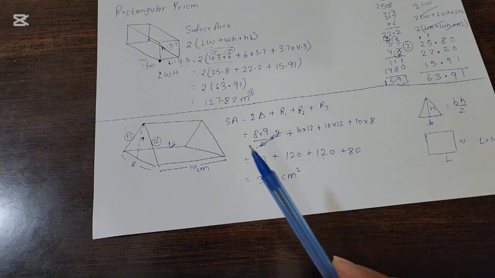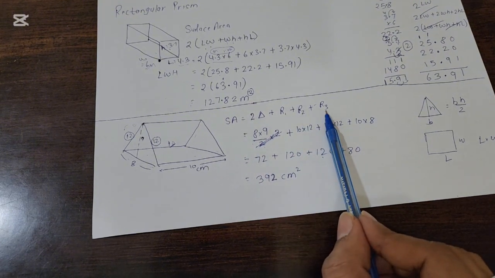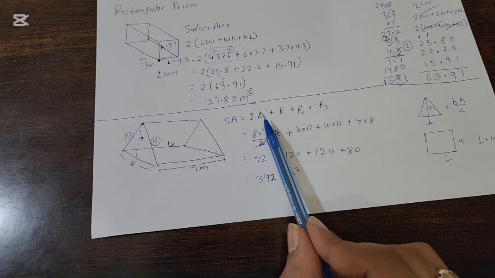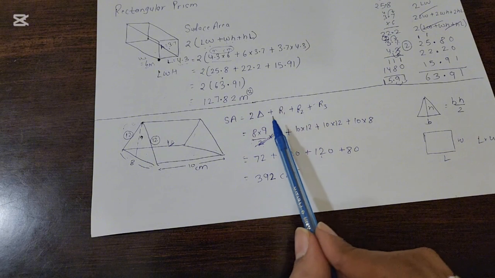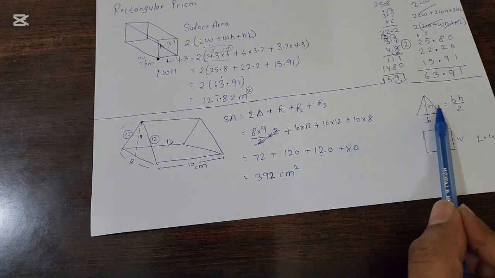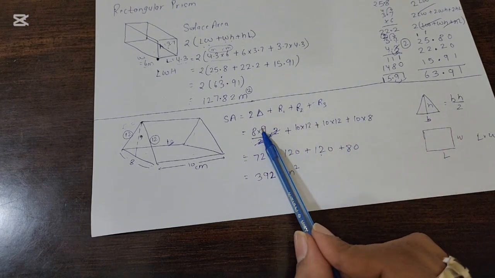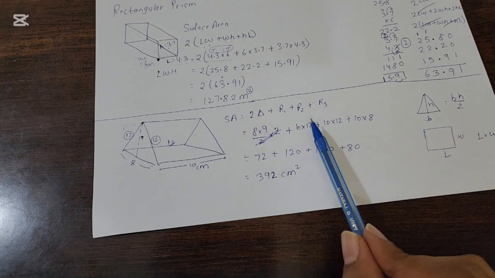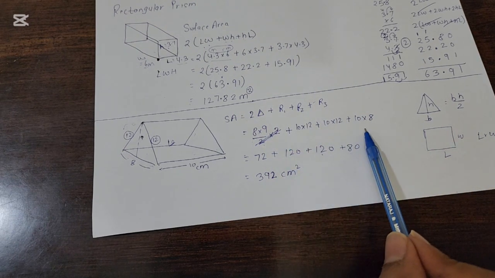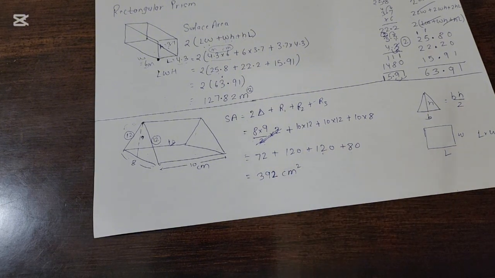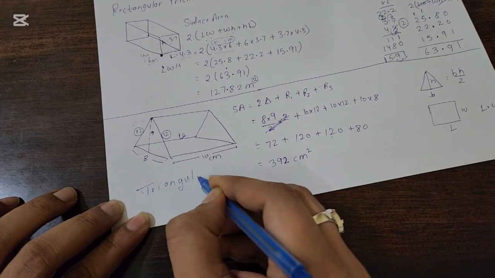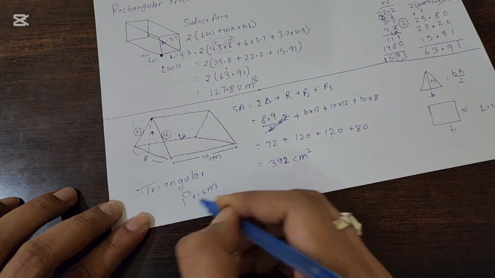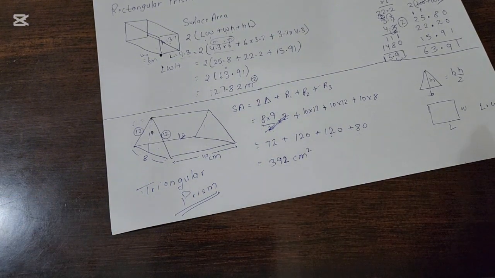So you have to count how many surfaces are there. You have to identify their shapes, like we saw here that we have 2 triangles and 3 different rectangles. We have to use the formula properly. See, base multiply height divided by 2 for the triangle and length multiply width for the rectangles, right? Put the values carefully, solve them, add them, and you get the total surface area. This was for the triangular prism. Okay, now triangular prism is done.